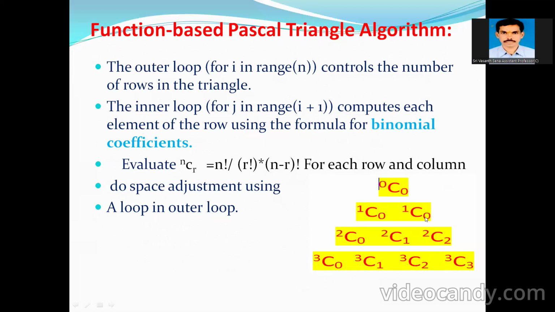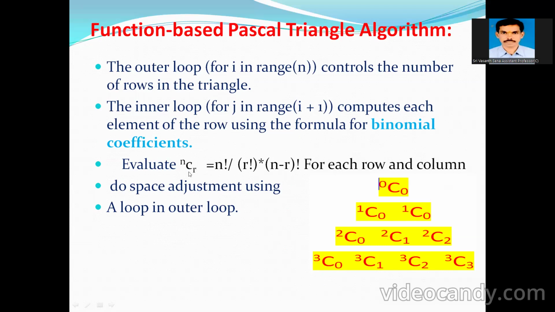Here the 1C1 is actually a mistake. So in the function-based Pascal triangle algorithm, the outer for loop, for i in range of n, controls the number of rows in the triangle. The outer for loop represents the rows, and I am using the i loop for this. The inner for loop, the j loop, computes each element of the row using the formula of binomial coefficients.